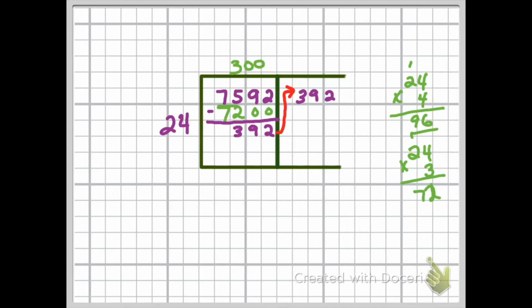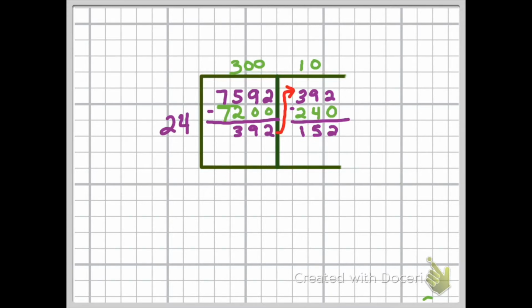So 24 times 2 is 48, and I'm working with a 392. So if 24 times 1 is 24, I can record 24 times 10 is 240 and subtract. I still have a remainder. So that means that my next step is going to close in this box, and continue with my array. So 152 is written.